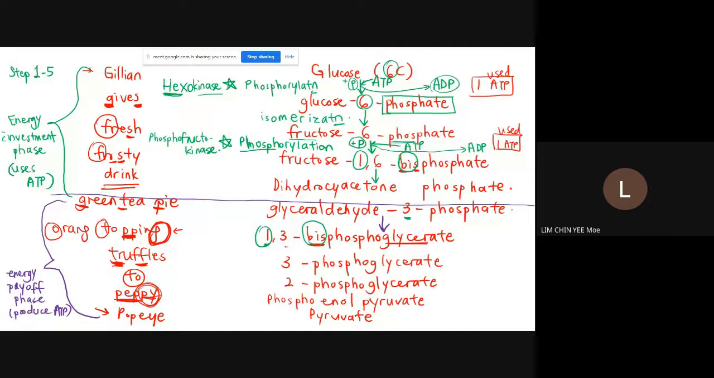1,3-bisphosphoglycerate ada apa? Lebih apa? Lebih phosphate. Phosphate. Very good. Lebih phosphate group. But the thing is, phosphate group ini boleh ke dari ATP? This is energy payoff phase. Kita dah buat ATP sudah. So, can I use ATP at this phase? Cannot. No. That means this phosphate group yang extra is not from ATP.